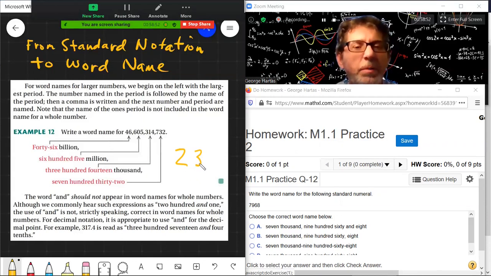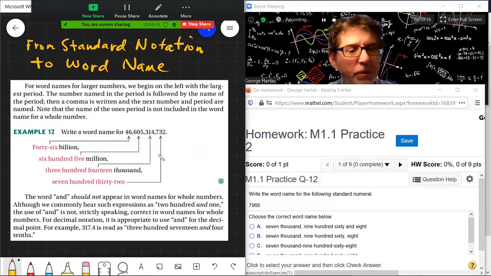Now word name happens when you have to either say this symbol, say it, 23, or write it out. Okay, so if you were to write it out, you would write it out as twenty-three. So that's a word name. So standard notation is the number. Word name is in written or spoken form.